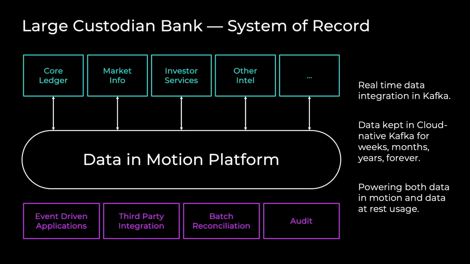The example I want to share with you is about a large custodian bank in the US. What they have been doing is using this data in motion platform to build what we call a system of record. They extract all the core data they have from the core ledger, marketing information, and investors, and then store that in this data in motion platform. With the infinite storage capability, now they can customize, for each type of data, how long they want to keep it.